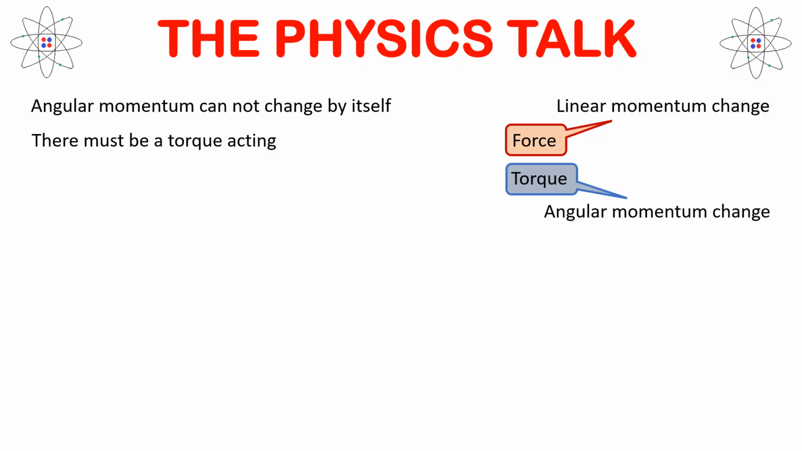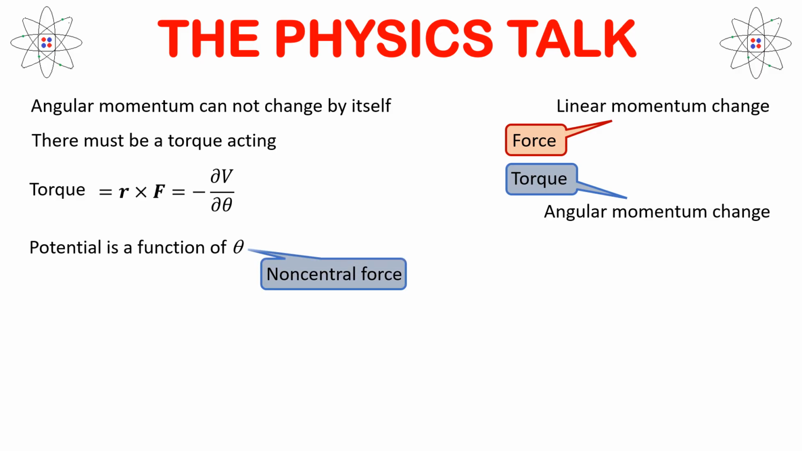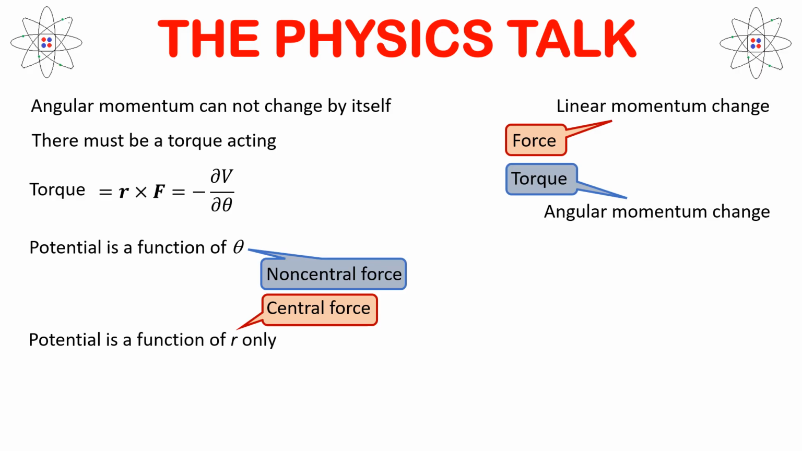A torque is defined as the angular gradient of potential with a negative sign. This implies potential present in the system has an angular dependence. In other words, potential of the system is a function of the angle theta. When this happens, the force in play is called a non-central force. In contrast, for central forces, potential is a function of position vector r only. In order to explain it more clearly, let us look at this diagram of deuteron.